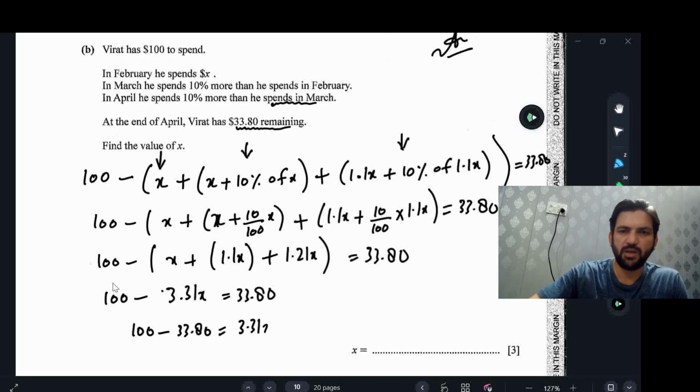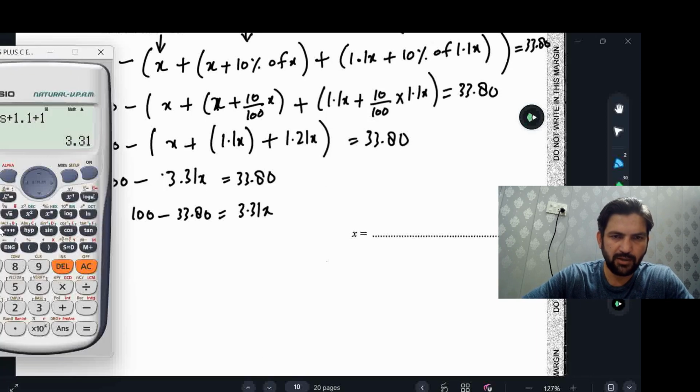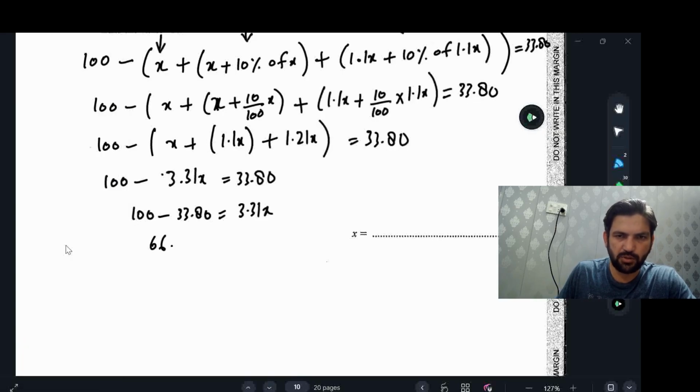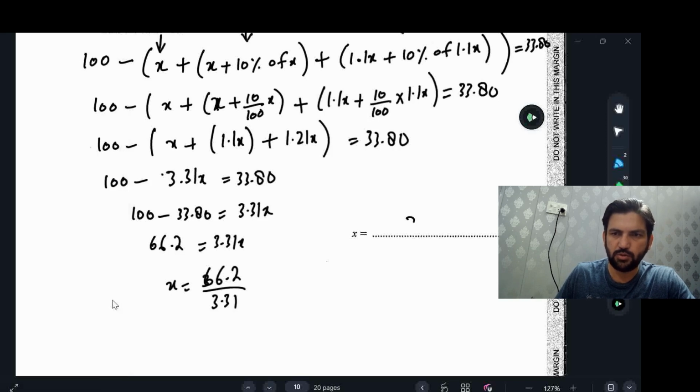3.31x. Now what we can do, we have to use the calculator directly. So we can write it as 100 minus 33.80, this will be equal to 66.2. 66.2 is equal to 3.31x. So x will be equal to 66.2 divided by 3.31. So if we divide it by 3.31, this will be equal to 20. So x should be equal to 20.